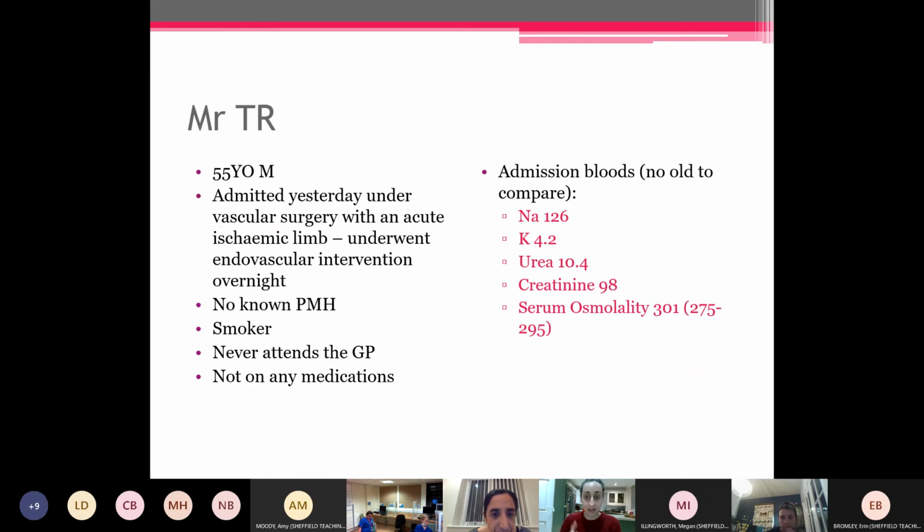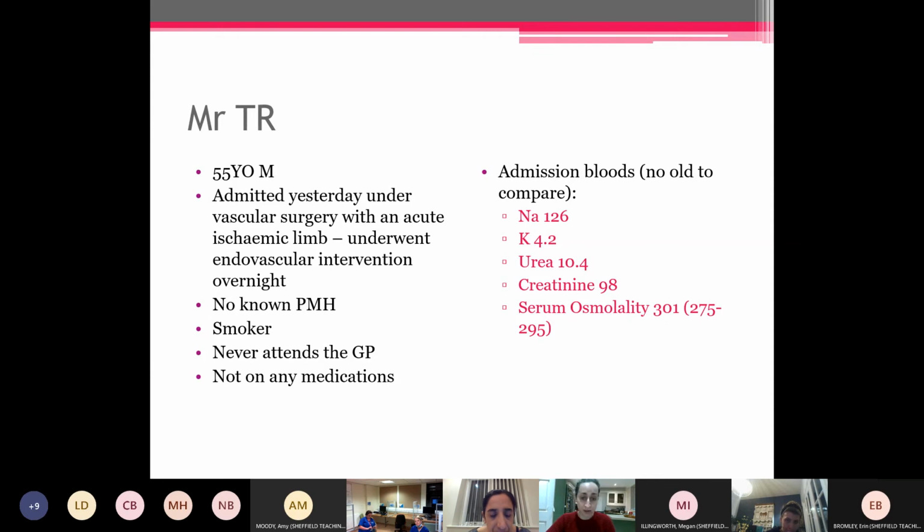So case 5 is a little bit different. It's a 55-year-old man who came in with an acute ischemic limb and underwent endovascular intervention overnight. He has no past medical history, but he's a smoker. He never attends a GP and is not on any medications. So he may well be a well person, but considering he's just had an acute ischemic limb, he's probably not as well as he thinks he is.